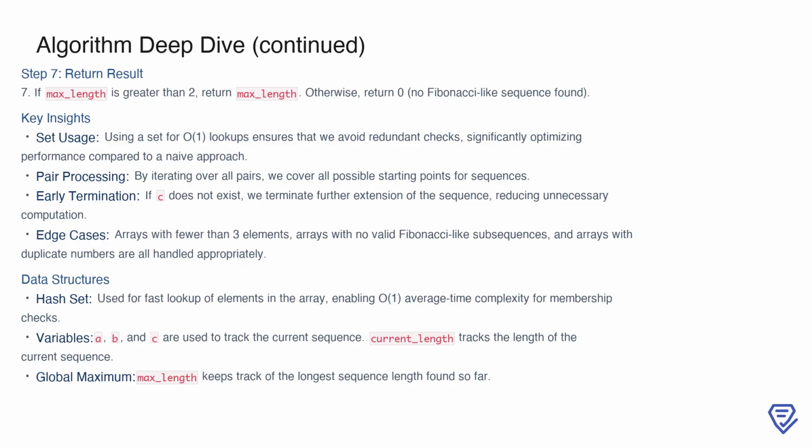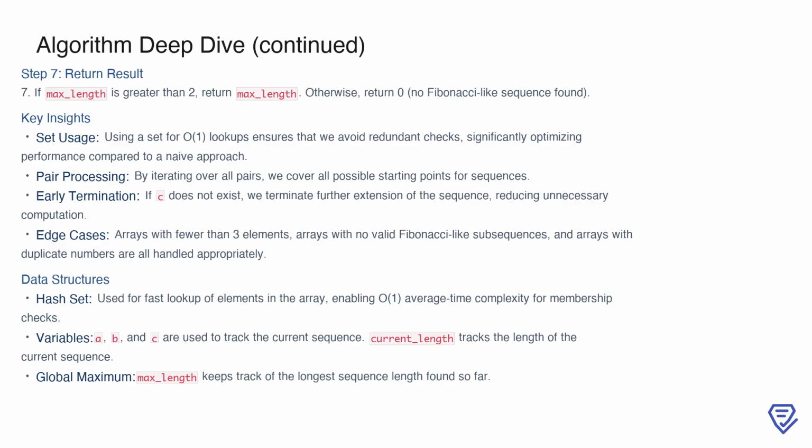Using a hash set for lookups is a major optimization that avoids redundant checks and improves performance significantly compared to a naive approach. By iterating over all pairs of numbers, we ensure that no potential starting points for sequences are missed. The algorithm also includes an early termination condition. If C does not exist in the set, we stop extending the sequence, which saves valuable computation time.